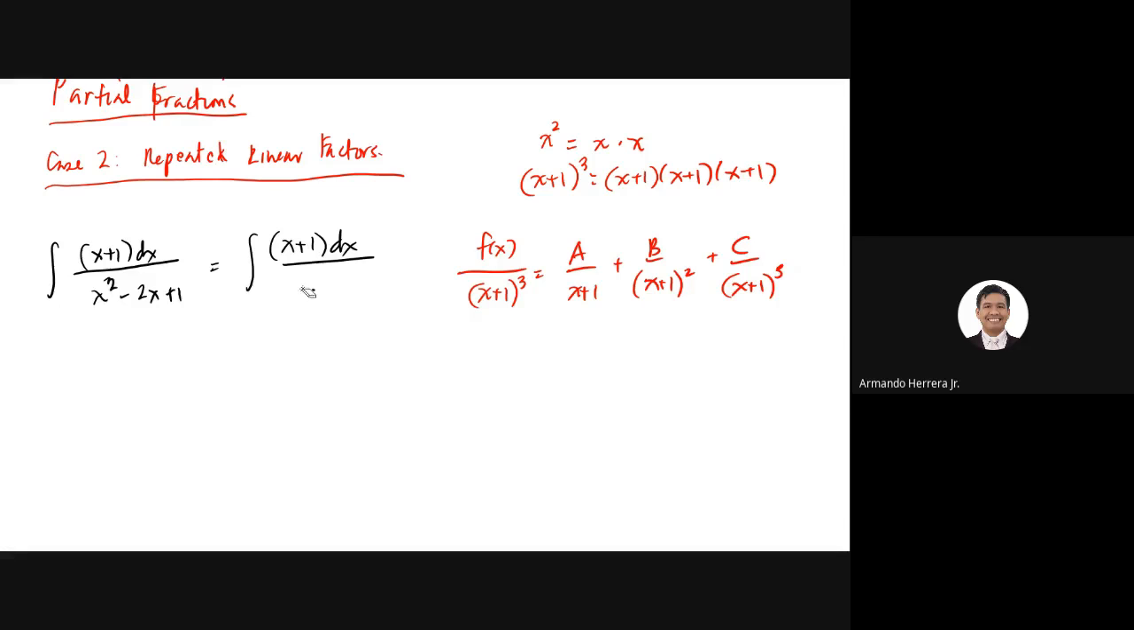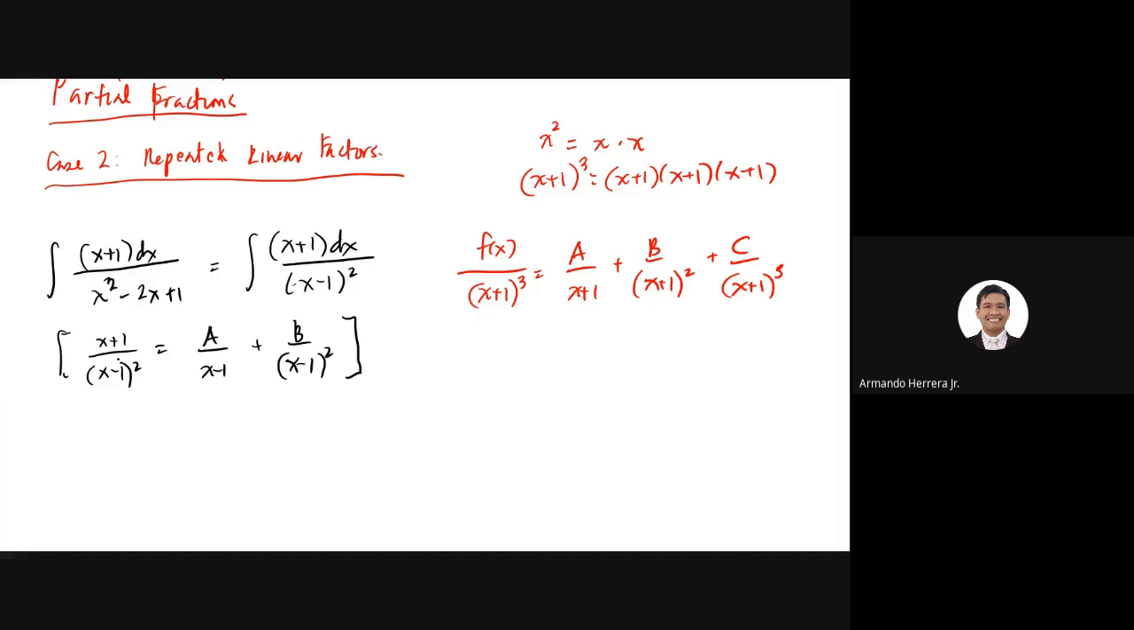So pag pinactor out natin yun, that is a perfect trinomial square. So magkakaroon tayo diyan ng x minus 1 raised to the second power. So that our integrand x plus 1 over x minus 1 raised to the second power is equal to a over that denominator plus b over x minus 1 raised to the second power. So we will stop there since ang degree lang naman ng denominator natin is 2.